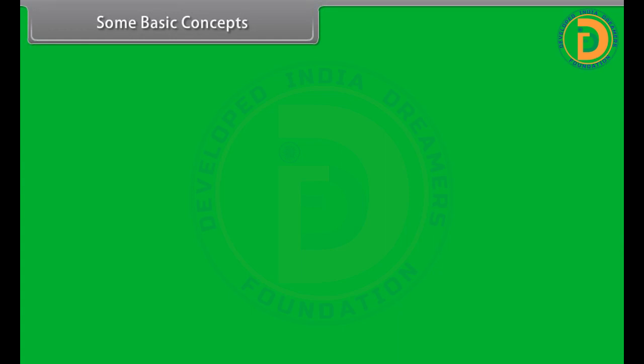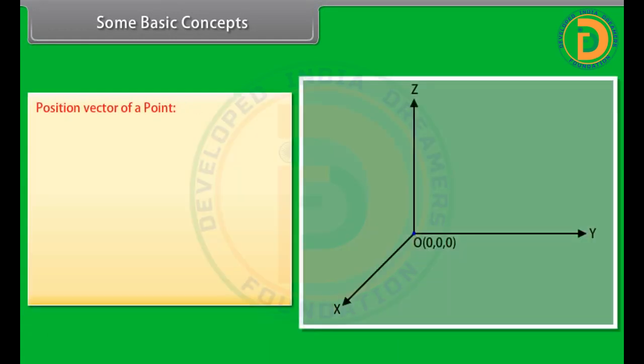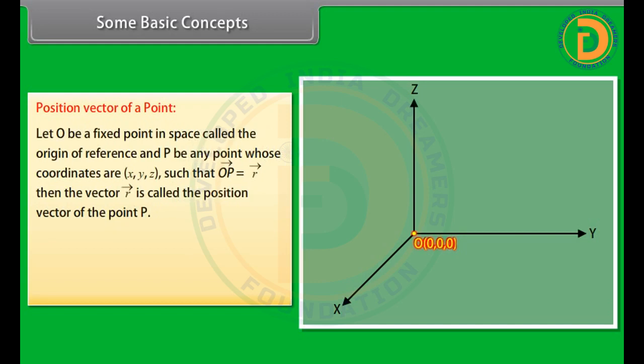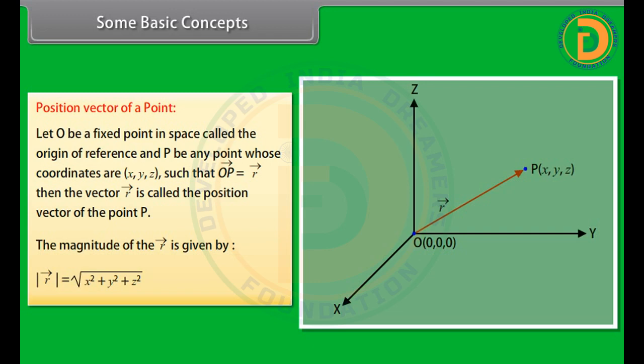Some basic concepts. Position vector of a point. Let O be a fixed point in space called the origin of reference and P be any point whose coordinates are x, y, z such that vector OP is equal to vector r. Then the vector r is called the position vector of the point P. The magnitude of the vector r is given by mod of vector r equals square root of x square plus y square plus z square.